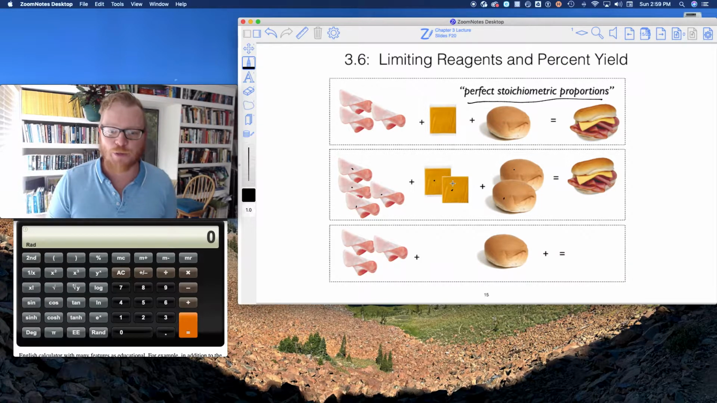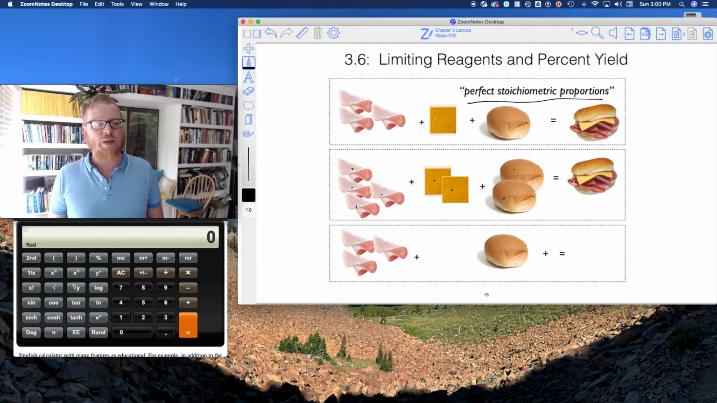And now I know what you're thinking. Well, why not just have 2 pieces of ham and 1 piece of cheese per bun and you'd be good to go. But remember, Gordon Ramsay told us we have to have exactly 3 pieces of ham and 1 piece of cheese. And so if we think about this in terms of chemistry here, we don't have enough materials to make exactly 2 sandwiches. We only have enough materials to make 1 sandwich.